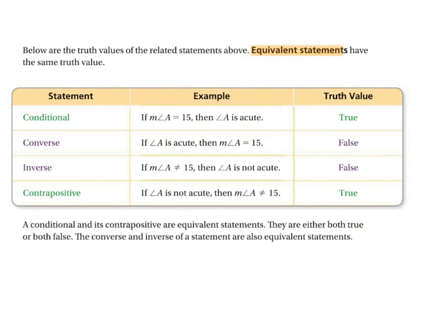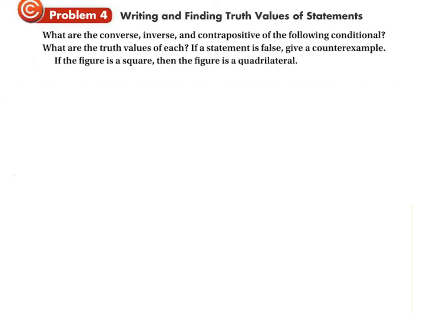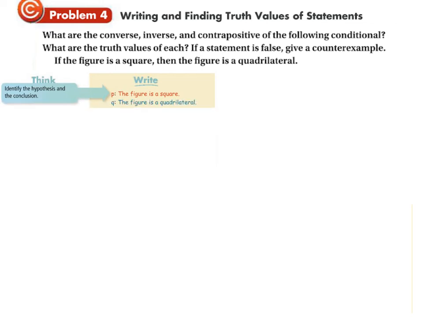All right, so what are the converse, inverse, and contrapositive of this following conditional right here? If the figure is a square, then the figure is a quadrilateral. We're going to determine the truth value of each, and then we're going to give a counterexample if it's false. So this is the statement. If the figure is a square, then the figure is a quadrilateral. What are we going to do about this? Well, here we go. We identify the hypothesis and conclusion. The hypothesis is the figure is a square. The conclusion is the figure is a quadrilateral. That's the first thing that we do.